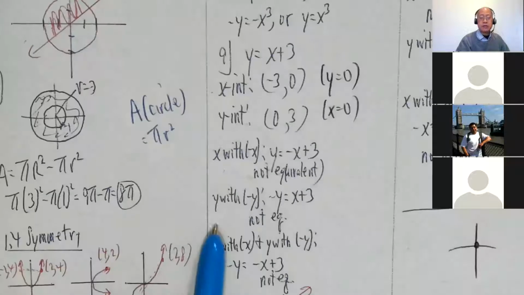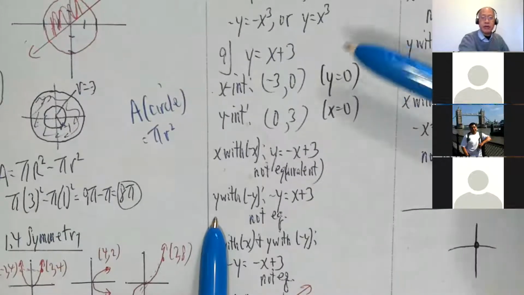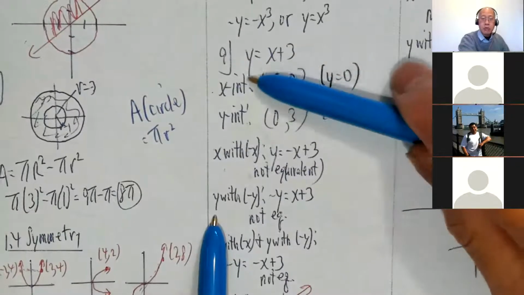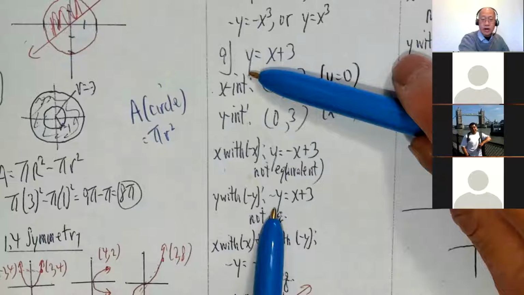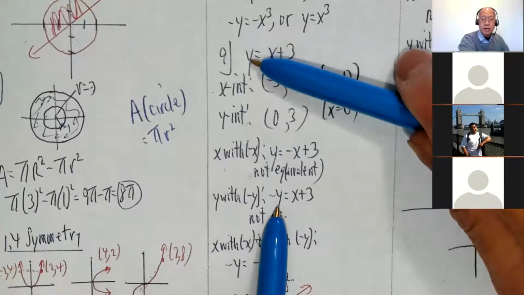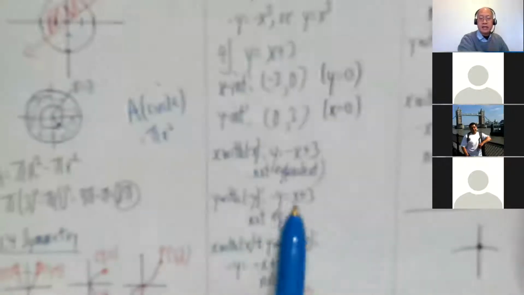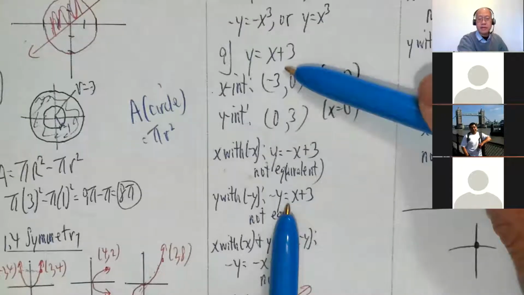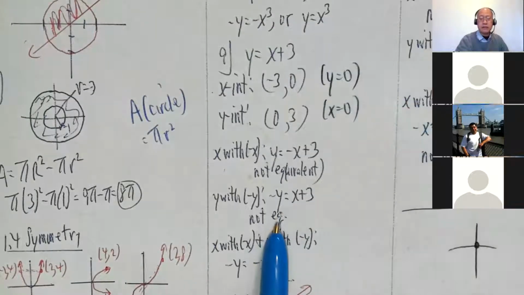And I do it with replace y with negative y. So right here, where I see y, put negative y. Y becomes negative y. Negative y equals x plus 3. Is that equivalent to the original? No, it's not. That's also not equivalent.